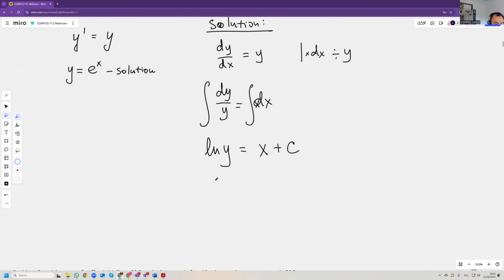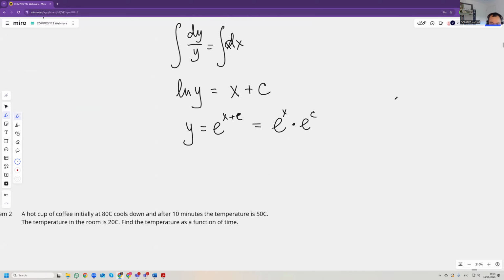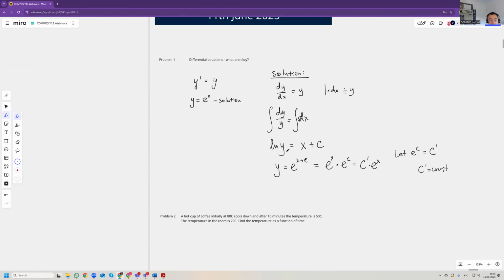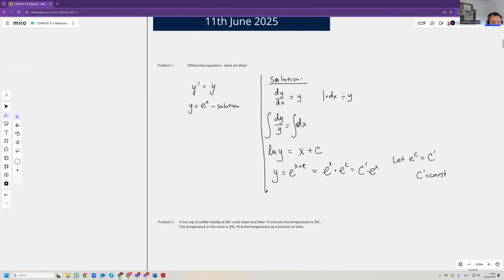And then y is e to the power x plus c, which can be written as e to the power x multiplied by e to the power c. We just let e to the power c equal c dash, so y equals c dash multiplied by e^x, where c dash is a constant. Right, so that's how you solve it. I hope that makes sense.